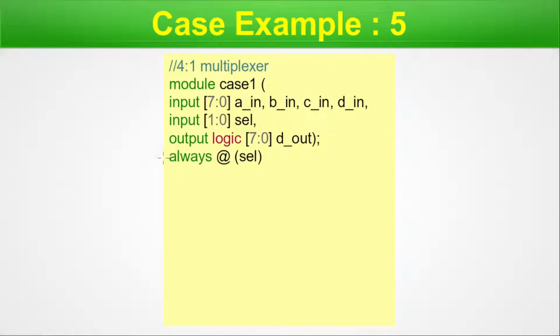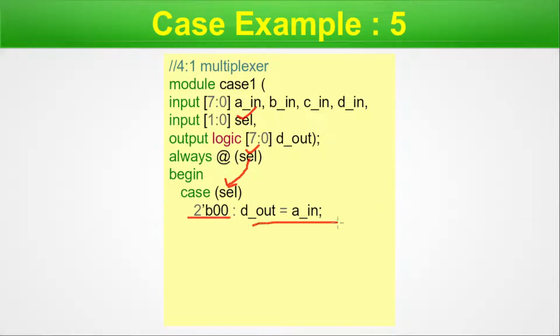And here we have the always block with the sensitive variable select, so this one. Here we begin our always, and here we start our case. You can see once the sensitivity comes to always, it gets transferred to the case, and there it is checked for the values that we are listing here. If the select is 2'b00, this expression will execute: the D out will be A in.